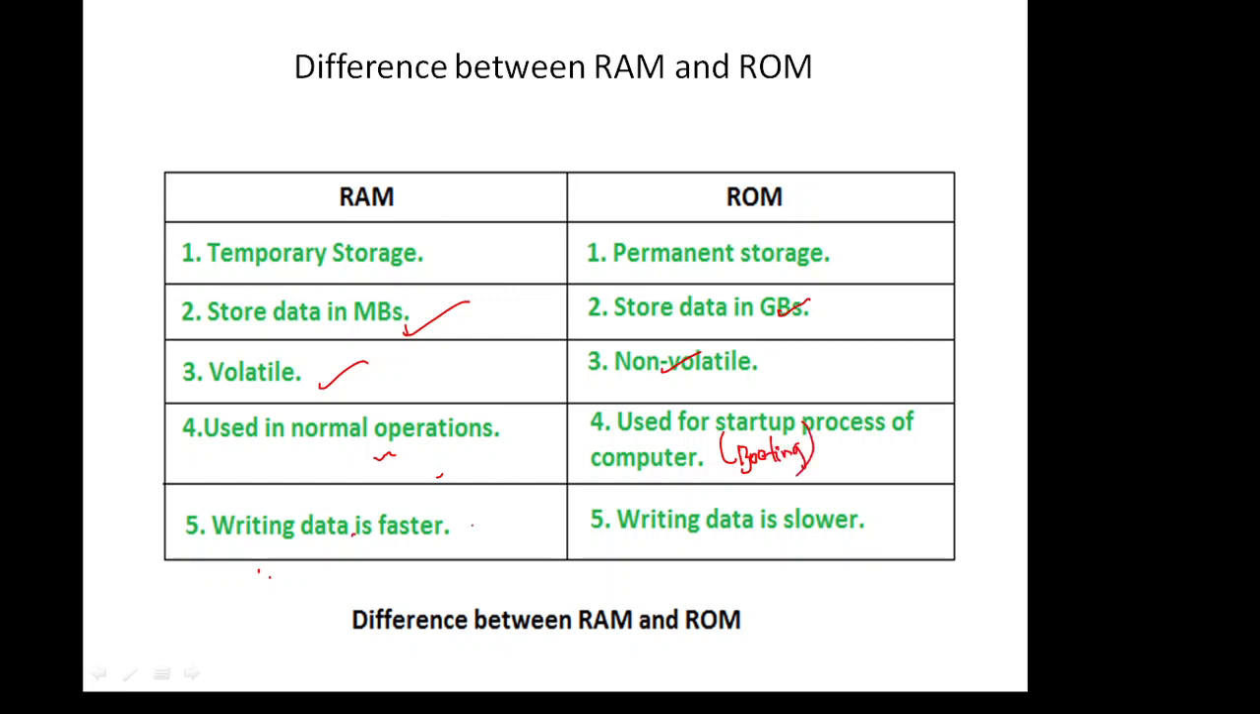Writing the data is faster. Here, the writing of data is slower. So these are the differences between RAM and ROM.